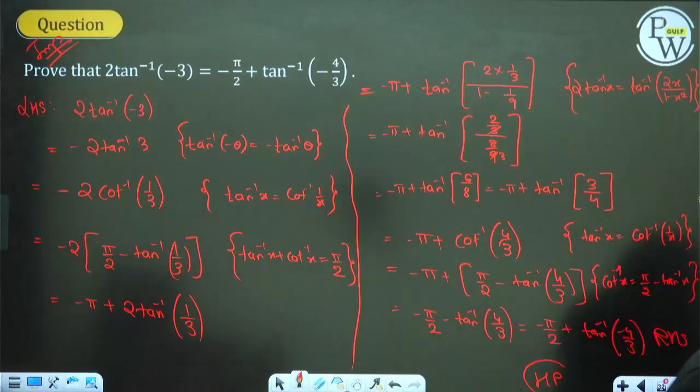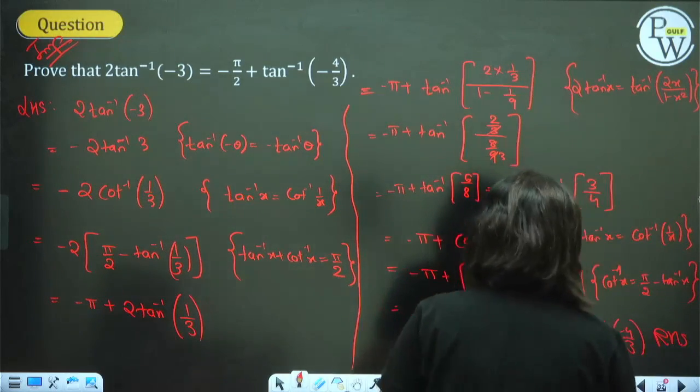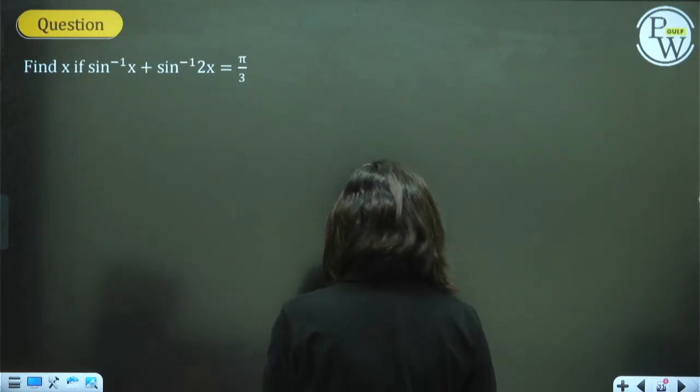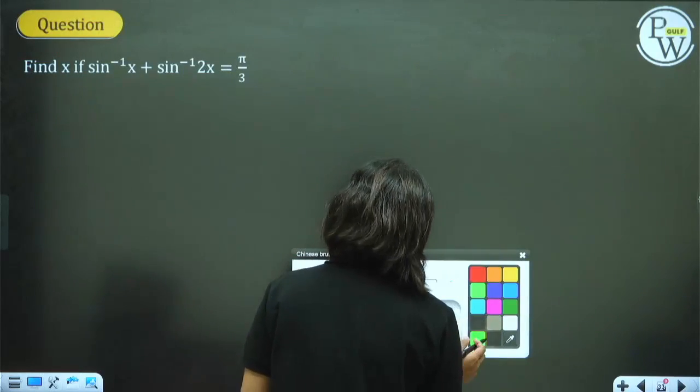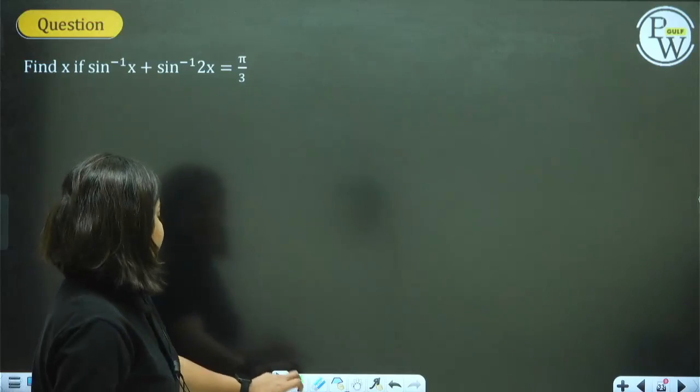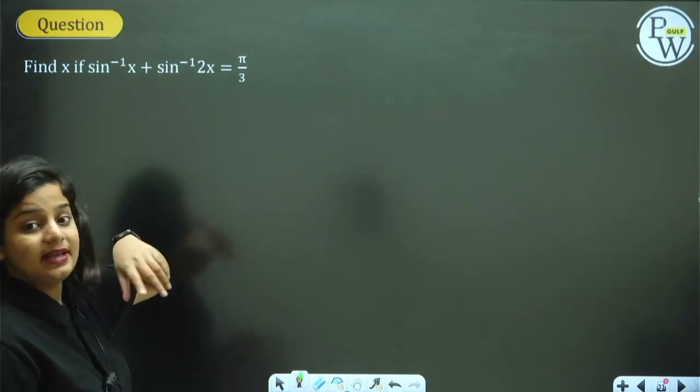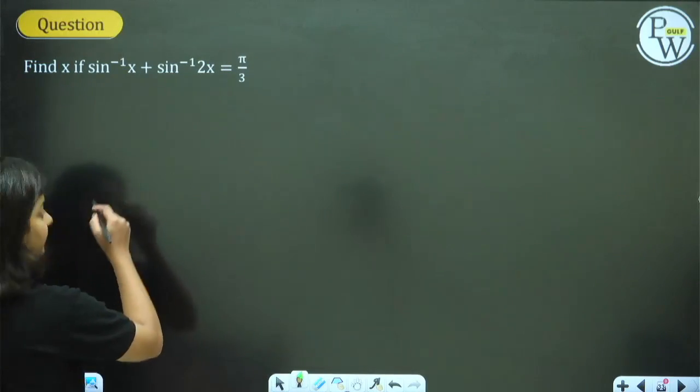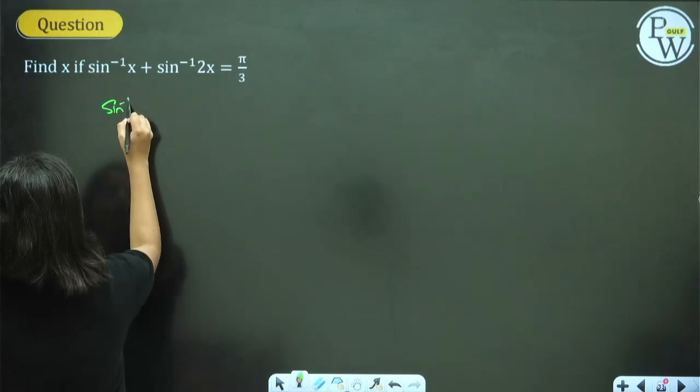Alright, so I'll be taking one last question now and then probably ending the chapter for now. More practice sessions, more questions can be taken. Let the time come. Next, to conclude from where we started: find x if sin inverse x plus sin inverse 2x is pi by 3. Let's find the value of x.